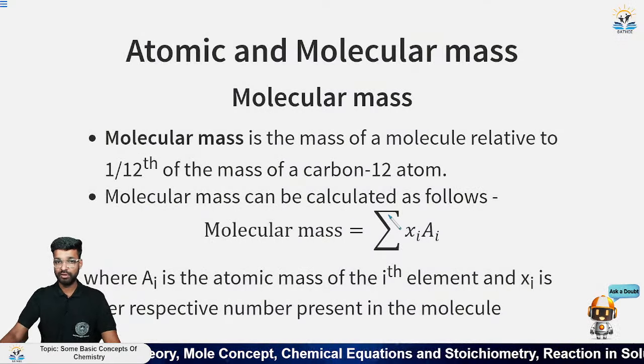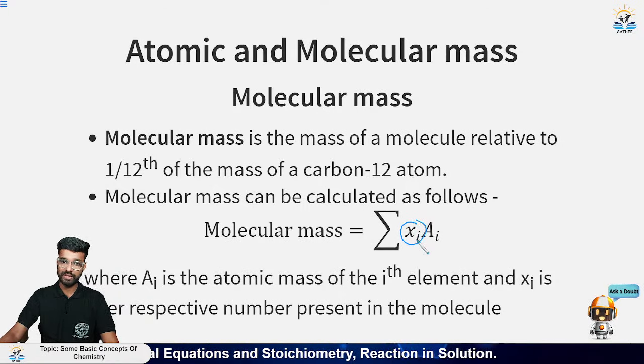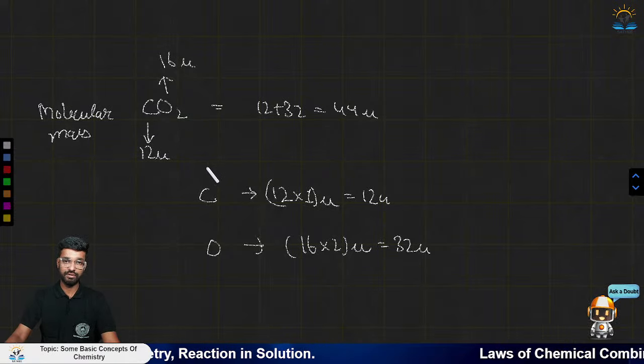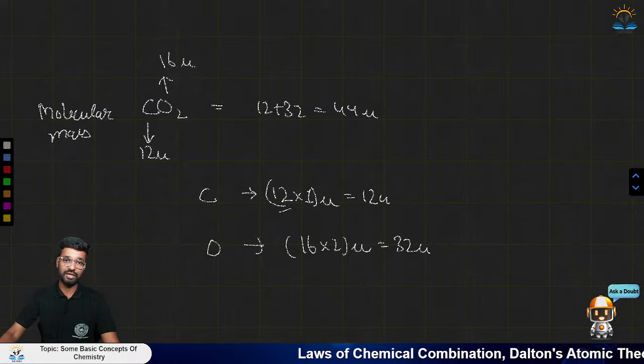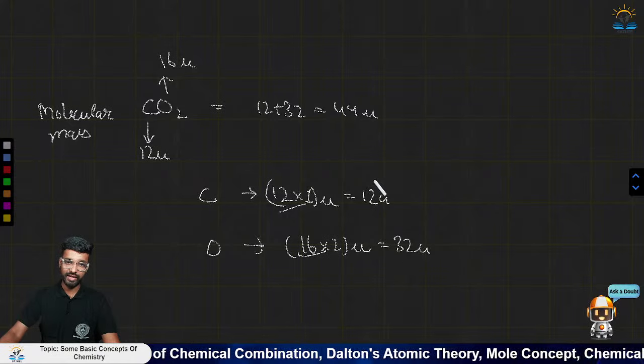You can look at this formula also. It is simple. Here Xi represents the number of atoms of the elements that are present, so for oxygen it is 2 and for carbon it is 1. And Ai represents the atomic mass, so it is 12 for carbon and 16 for oxygen. Then we multiply and add to get our answer.